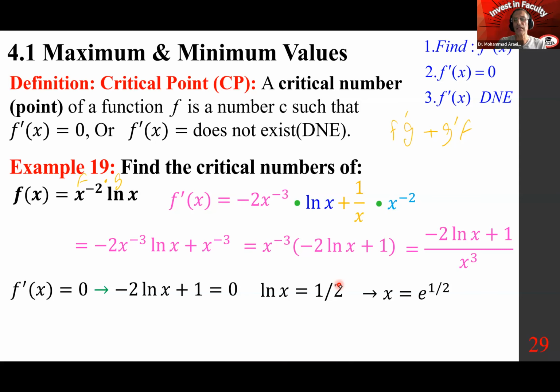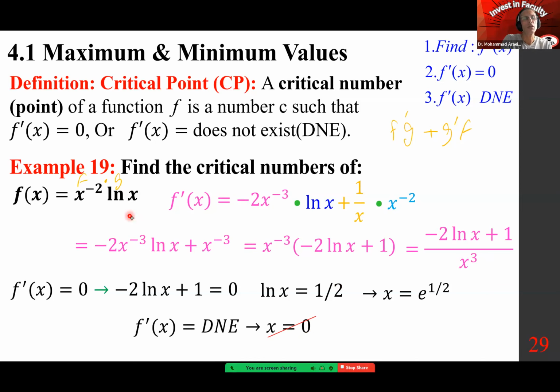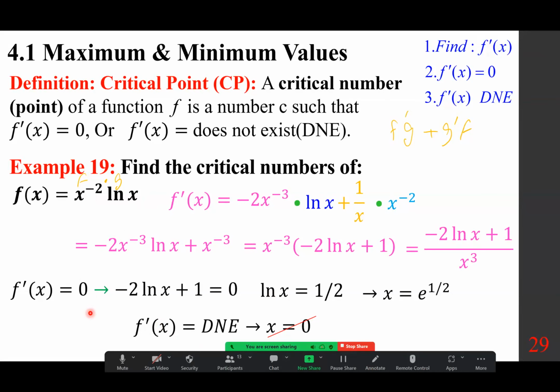If f prime doesn't exist, you set the denominator equal to 0, and you get x equals 0. However, it can't be. Why not? Because when you go back to the original function, it is the product of ln x and x to the power of minus 2, or 1 over x squared, and the domain according to ln x is from 0 to infinity. According to this one, it would be all real numbers except 0. So 0 is not in the domain, everybody. And so we are going to move on.